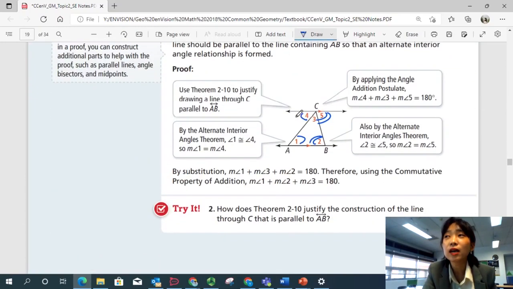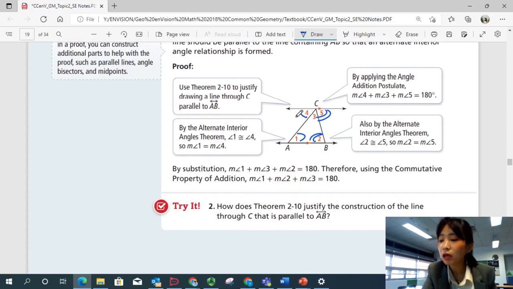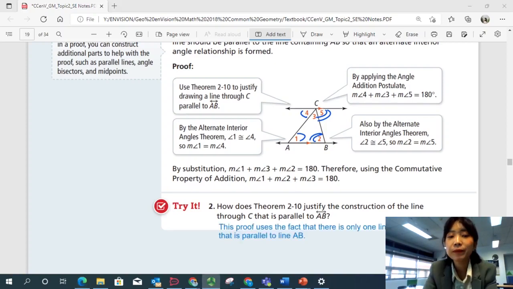Because of that, we can say that there is one specific parallel line that goes through point C that is parallel to line AB. Okay? So basically, you can state the definition of the theorem. Okay, so you can basically say that this proof uses the fact that there is only one line through point C that is parallel to line AB.